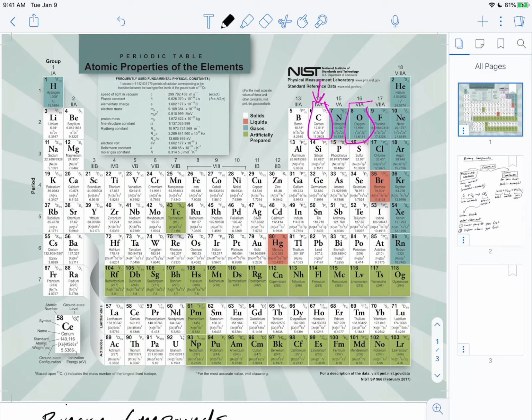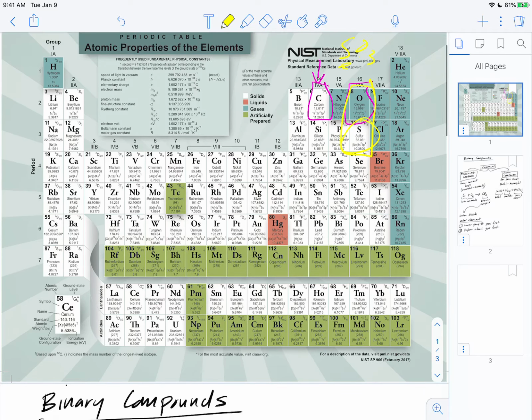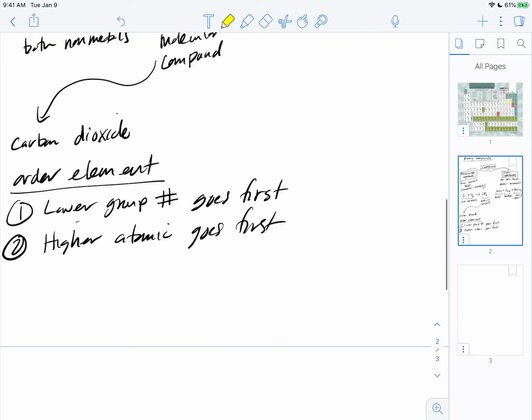So an example of that would be if I had something like SO3. Those are both in the same column, but because sulfur has the higher atomic number, we would put sulfur first, oxygen second. Okay? So that's for molecular compounds, so two nonmetals.